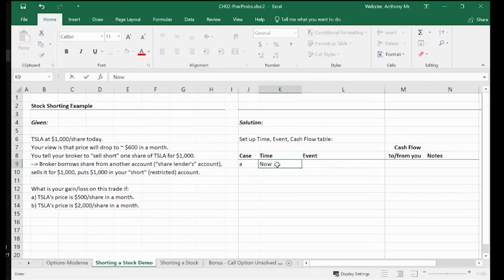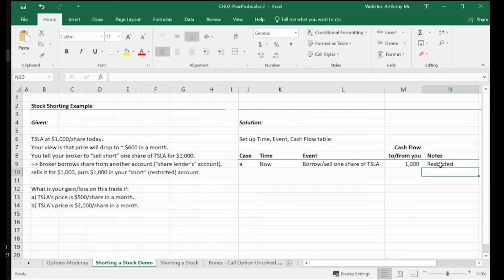So we're starting now, today, all right? And the event is that we're going to borrow and sell one share of TSLA. All right, so when that happens, the broker borrows that share, sells it on your behalf for 1,000. So you actually get 1,000 into your account. And I'll just note here that that's restricted. You can't withdraw that money right now. Okay, and then let's go to a month from now.